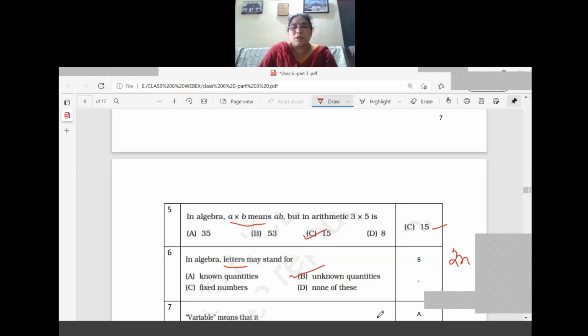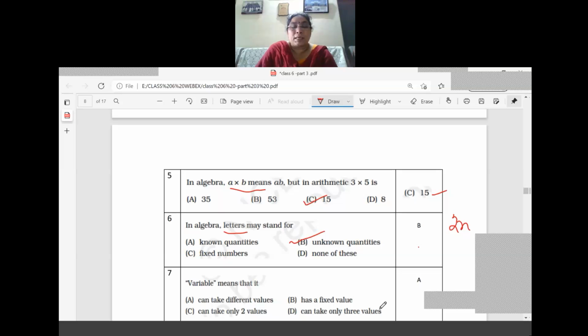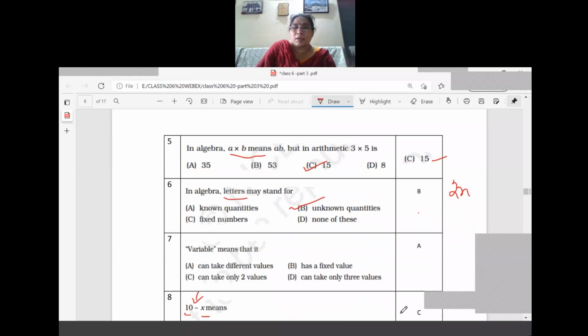What is the next point? What is the meaning of variable here? From the given options, what does variable mean? It can take different values. It can take one value, it can take two values, it can take three values, it can take different values. How many values? It can take many values.